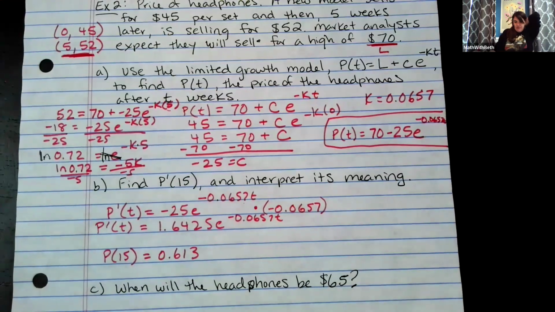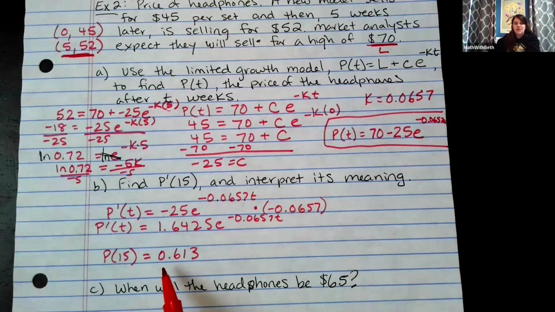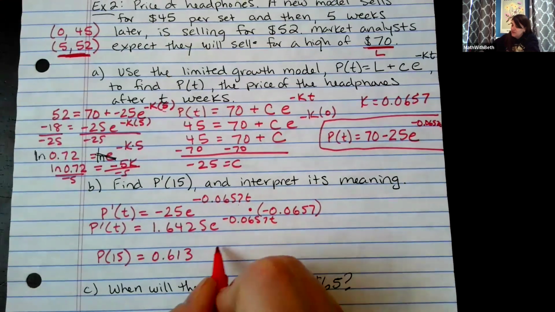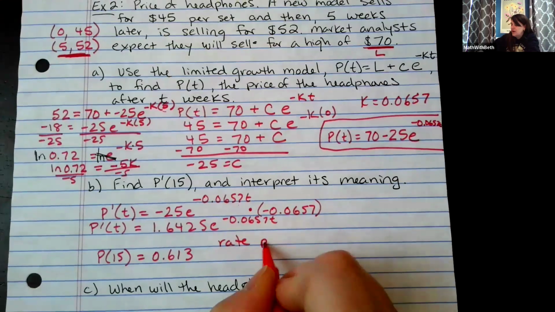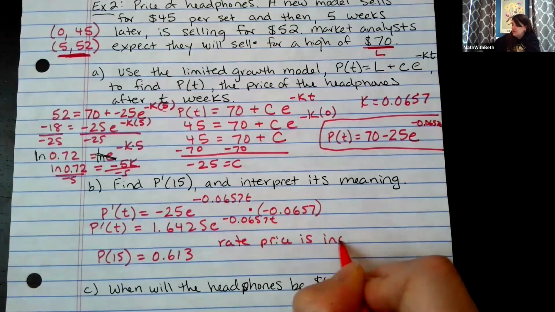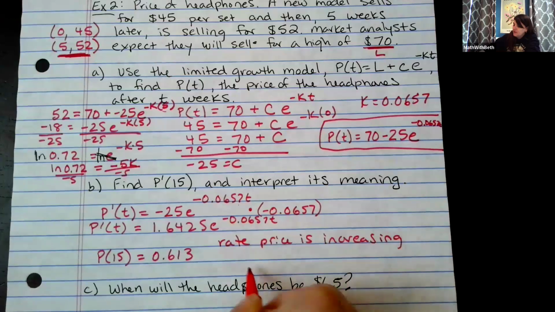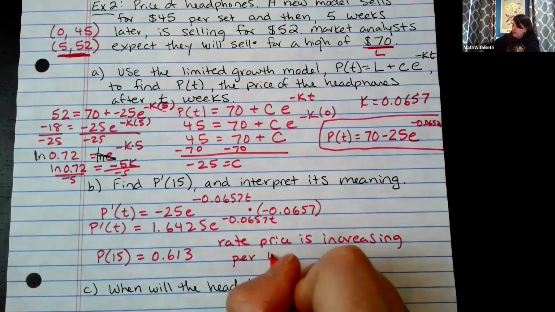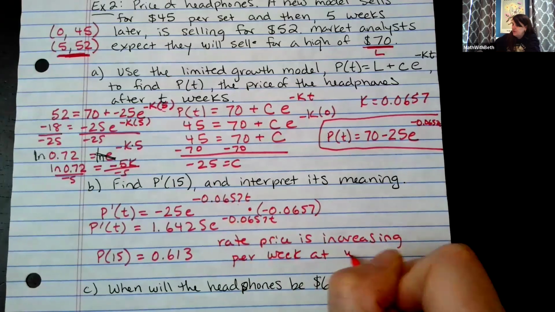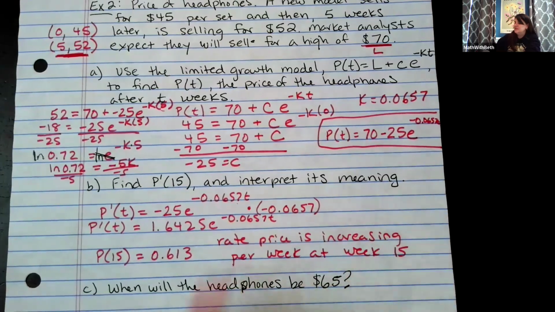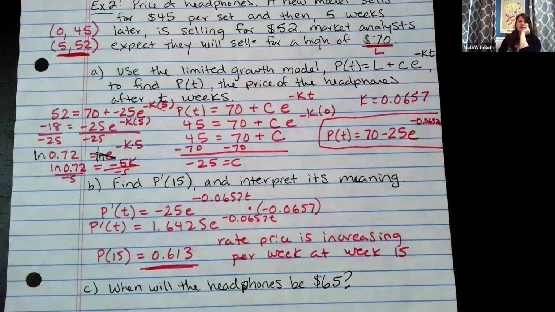So I got a decimal, but let me think about what that actually means. We are talking about the price of these headphones, right? And derivatives always tell you a rate. So basically, this is an amount of money. So it's basically 61 cents, right? So this is the rate, the price is increasing per week at week 15. So when you get to week 15, this is the rate that the headphones are increasing in their price.